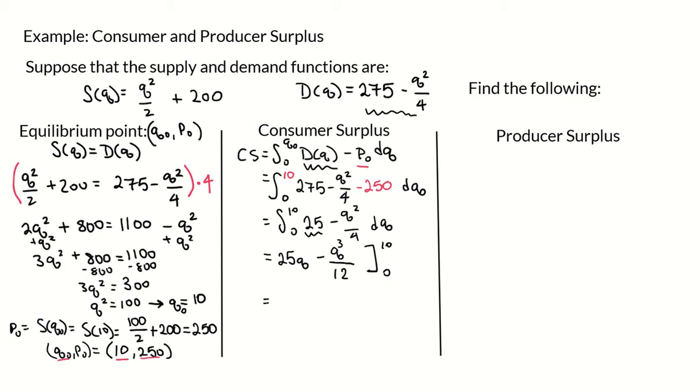So our consumer surplus is going to be 25 times 10 minus 10 cubed over 12 minus 0 plugged in would just be 0. So our consumer surplus is going to be approximately, because we will need to round, $166.67.